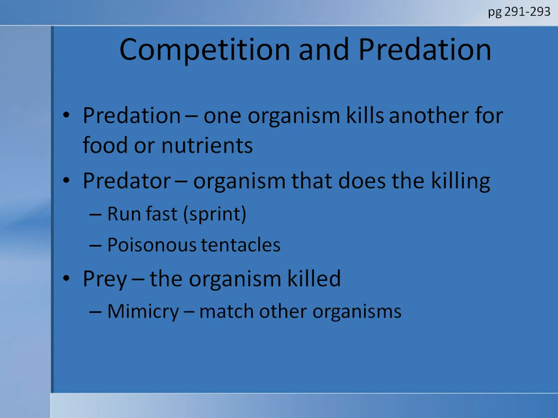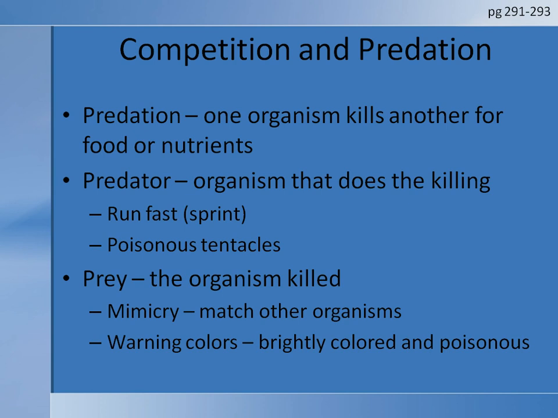Prey, on the other hand, can have mimicry, which means they match other organisms. Sometimes there are snakes that look like coral banded snakes, but they're not, and they're actually a harmless snake. Me personally, I'm just going to avoid them at all costs, though. There's also the idea of warning colors, which means that they're brightly colored and poisonous. For example, a poison dart frog. Those frogs have very, very bright, vivid colors, and that helps to identify to other organisms that, hey, I'm dangerous. Stay away from me. You don't want to try to eat me.